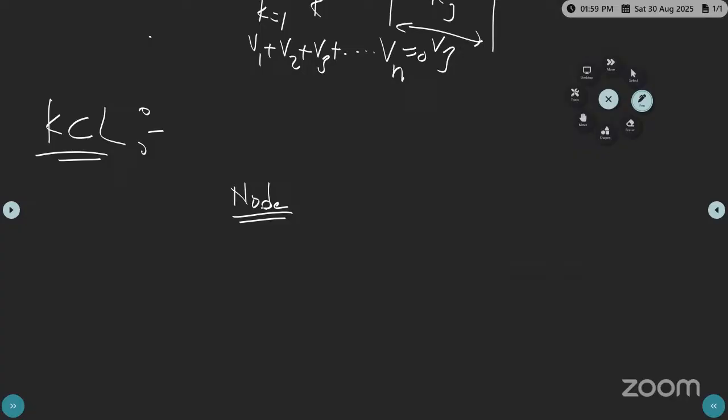Okay, with respect to a node we have two different statements. As of now, a node is nothing but a point. A node is a point where two or more elements are connected. For example, if you take any circuit, for example, I have taken this circuit.